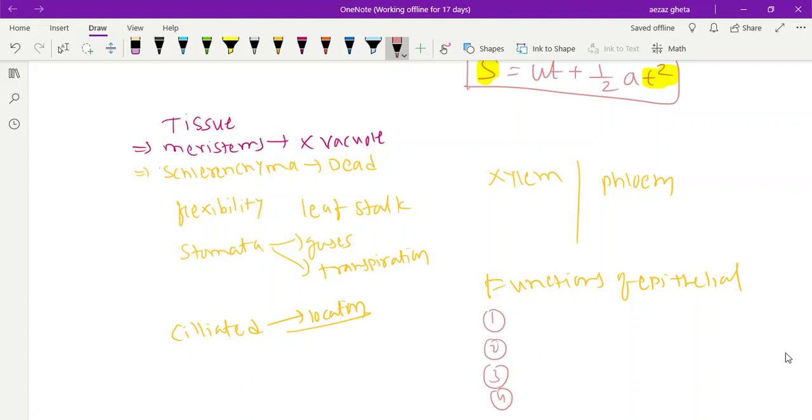Another is the difference between bone and cartilage. Another difference is tendon and ligament. So I think one question will come from tendon and ligament. And one more important topic is areolar connective tissue. What is the role of areolar connective tissue? That is very important. This areolar connective tissue is present just below the skin, remember.